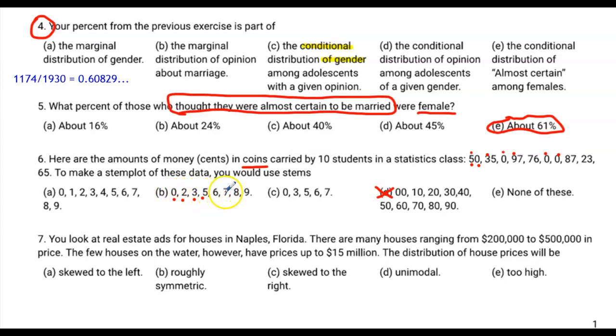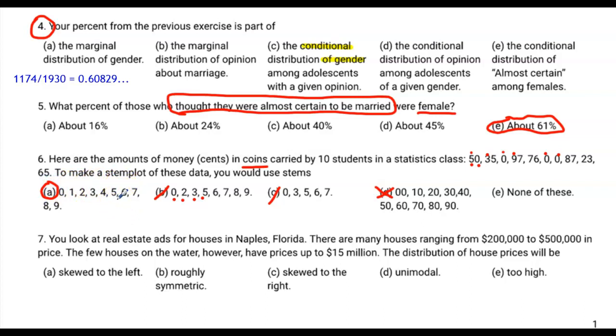You can't go from 0 to 2 to 3 to 5. It has to be all of the stems in order, regardless of whether you have data for those stems or not. So 0, 3, 5, 6, that's not going to work for me. 0, 2, 3, 5, that's not going to work for me. A stem plot has to have consistent jumps between the stems, and you can't skip any. So your correct answer is choice A, 0, 1, 2, 3, 4, 5, etc.